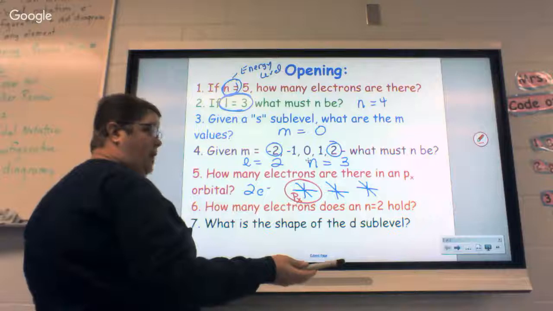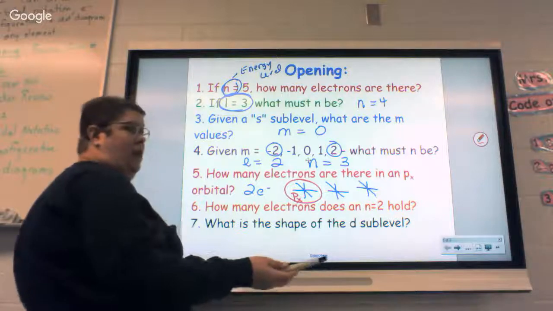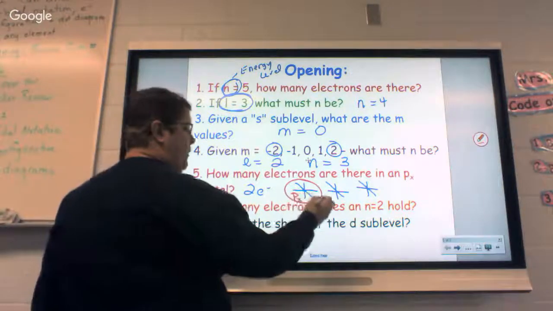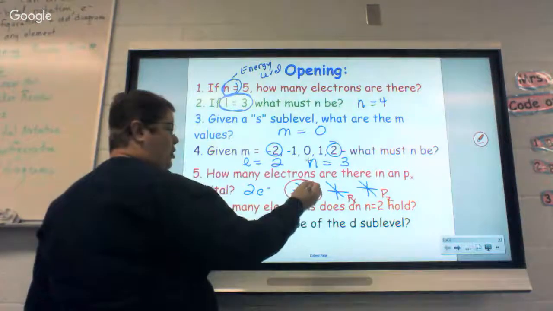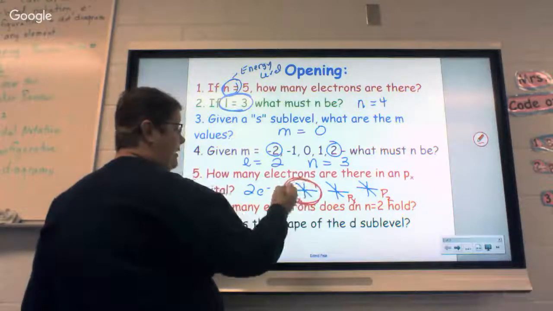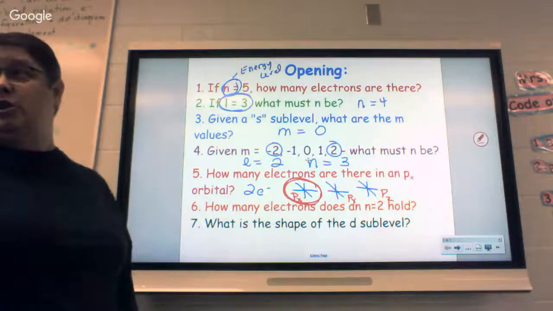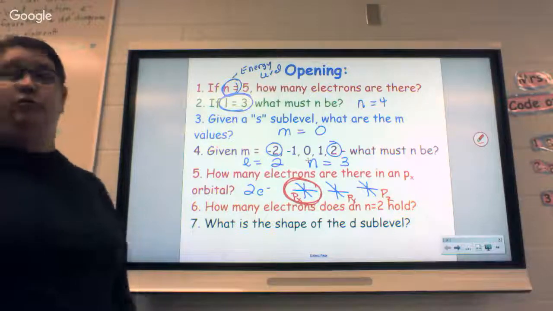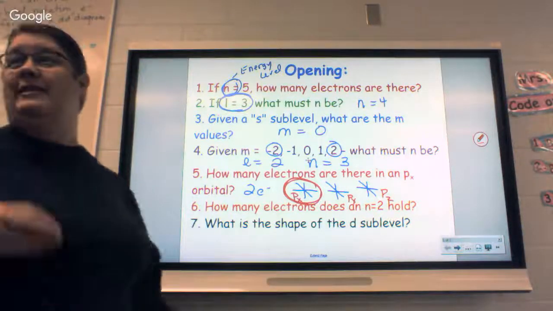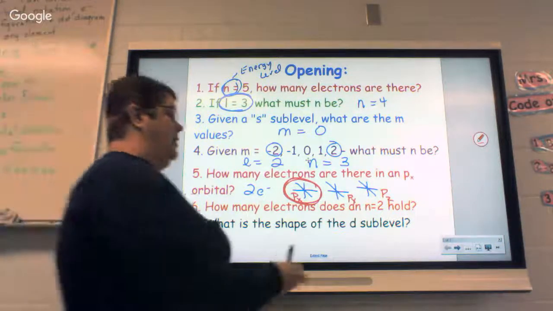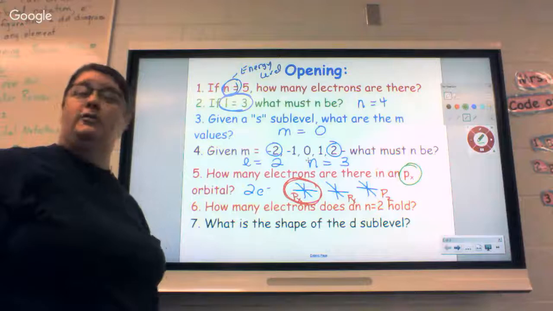Now, in a p sublevel, there's how many electrons? 6. The p sublevel holds 6 by itself. This is px, this is py, and this is pz. I asked you about just px. Px by itself holds 2. Py by itself holds 2, and pz holds 2. If you add px, py, and pz together, that's how you get the total of 6. So I just asked how many px holds. Px holds 2.